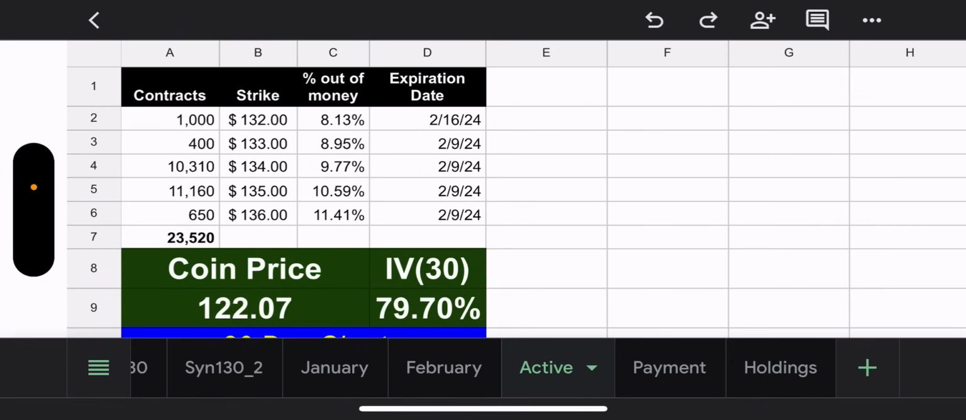What do you guys think I will end the week for coin and Tesla? Do you think we'll end up? I hope coin goes up a lot, but we'll see.